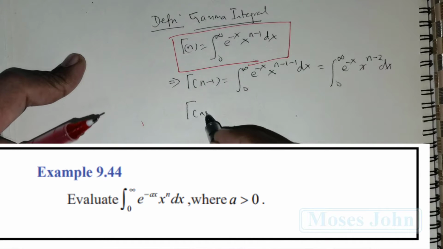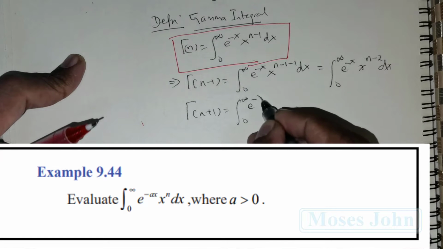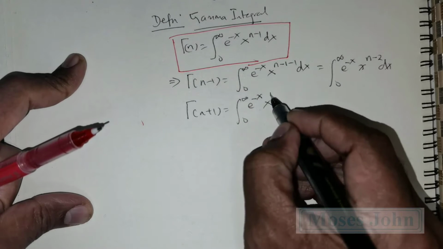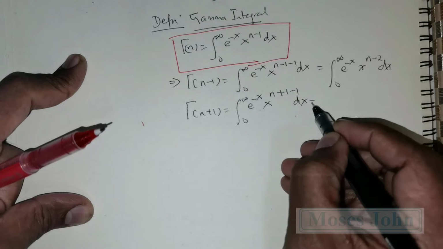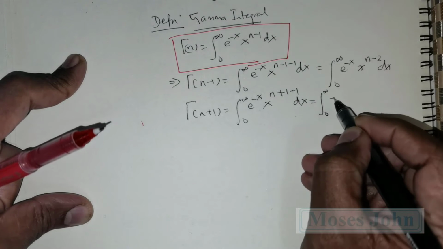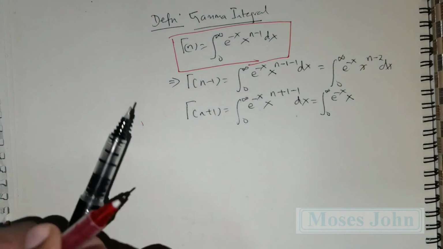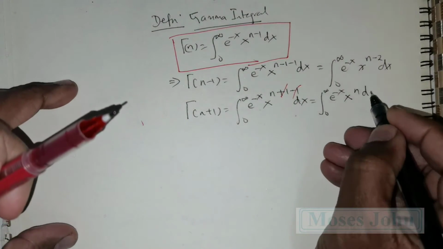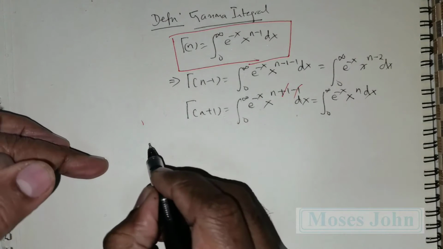Now gamma of n plus 1 would be the integral from 0 to infinity of e raised to the power negative x, in the place of n we substitute n plus 1, followed by minus 1, times dx, which is equal to the integral from 0 to infinity of e power negative x times x to the power n dx, as the positive 1 and negative 1 get cancelled. Okay, so you need to know this.